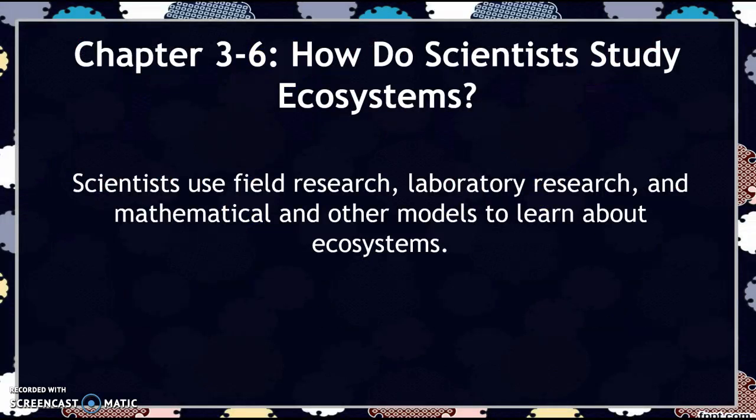So Chapter 3:6 goes over how scientists study ecosystems. In earlier chapters, we talked about some similar things. There are no major vocab words in this section, but it's important to understand how we get a lot of the data and the information that we're actually studying in this class. So the main ways that scientists study ecosystems are through field research, laboratory research, and mathematical or other models to get our data and learn about ecosystems.